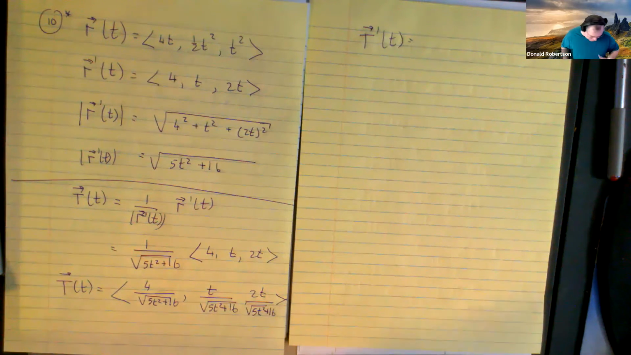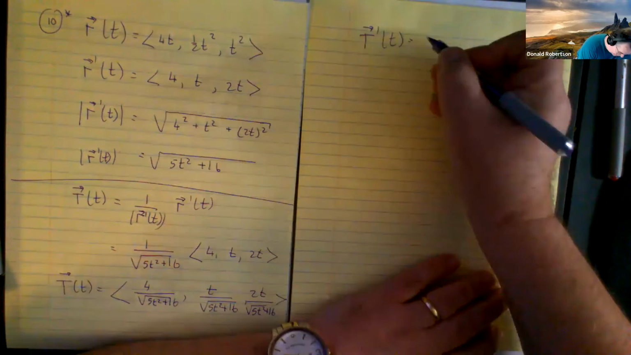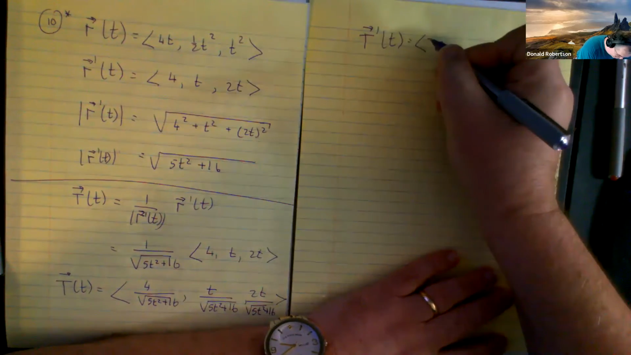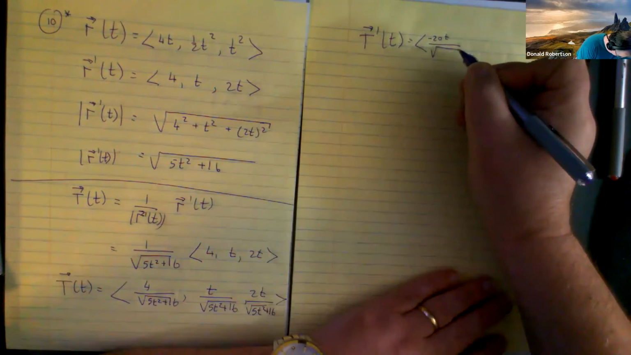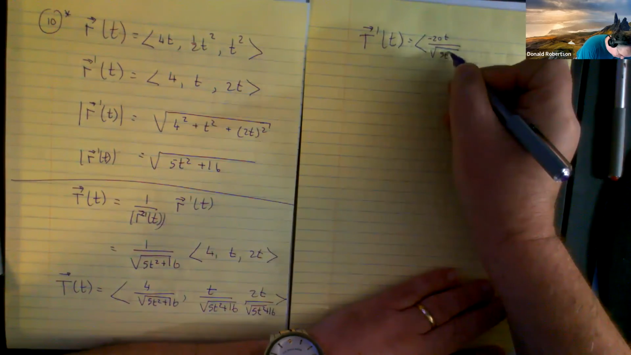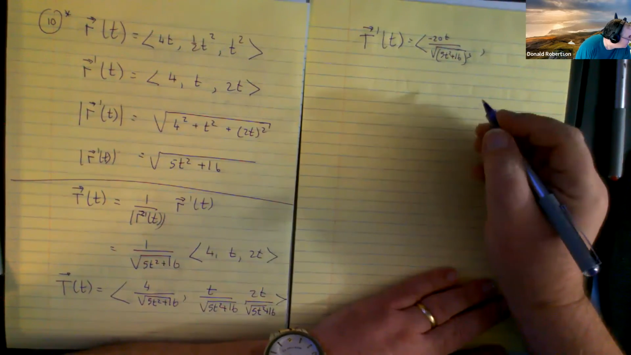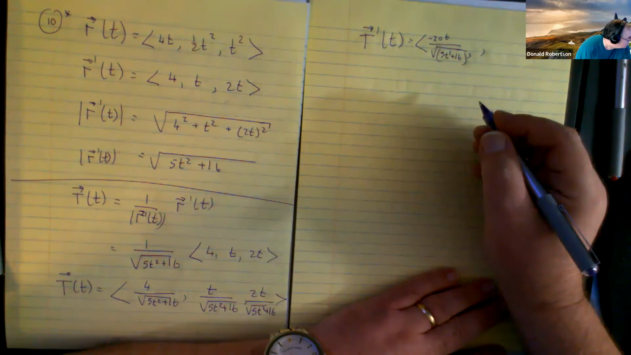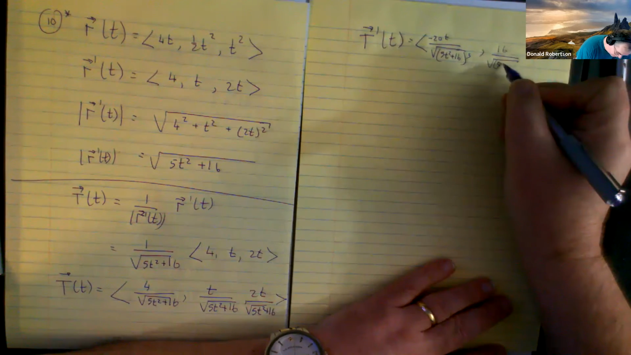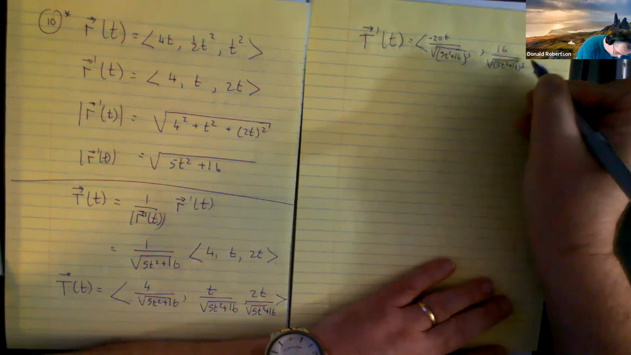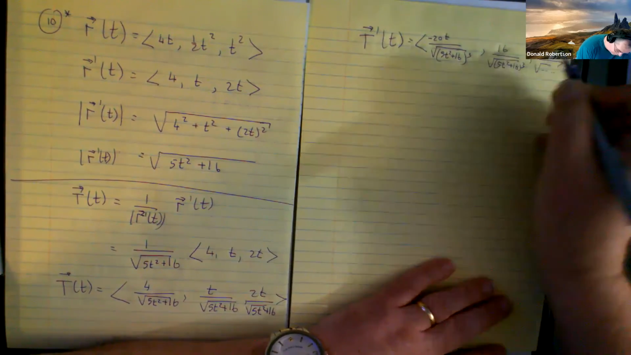If you were doing it the real way, you'd do it by hand. But I'm going to tell you what the answer is because I've got it in front of me. It is going to be negative 20t over the square root of 5t squared plus 16 cubed. And then the middle one is going to be 16 over the square root of 5t squared plus 16 cubed. And the last one, not surprisingly, is 32 over the same thing. So they're all over this guy.